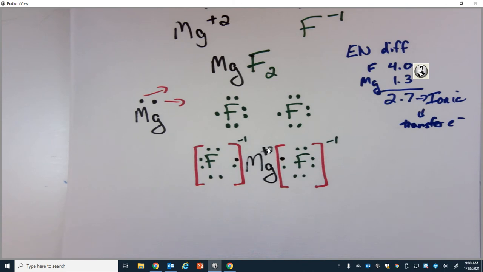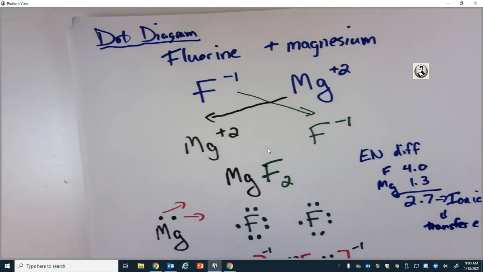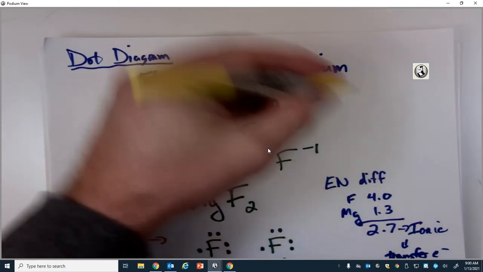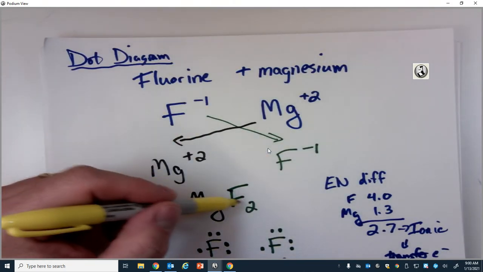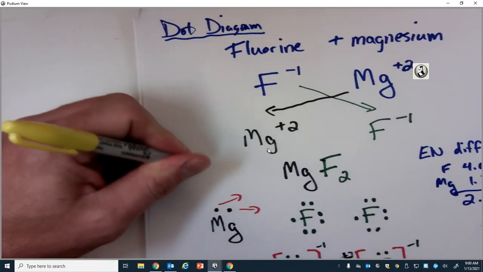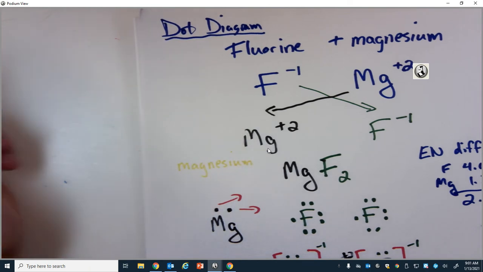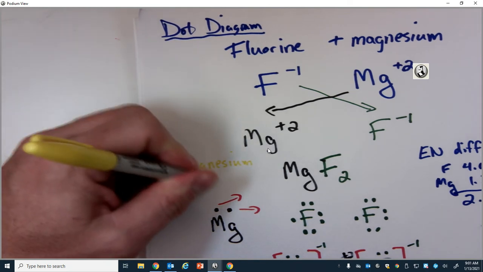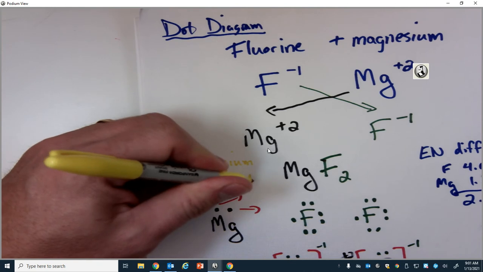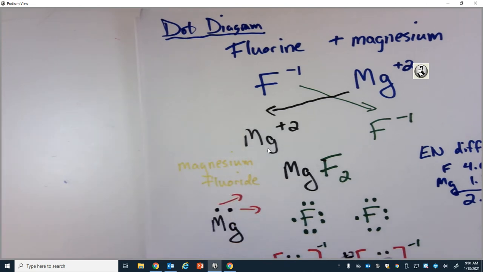One thing I did forget to write down up here is the name of the compound. I'm writing it in yellow because I want to see what this marker looks like, because my black marker is dying. Because you have magnesium and fluorine, the name of this compound is magnesium fluoride. Remember, ionic compounds don't use prefixes.